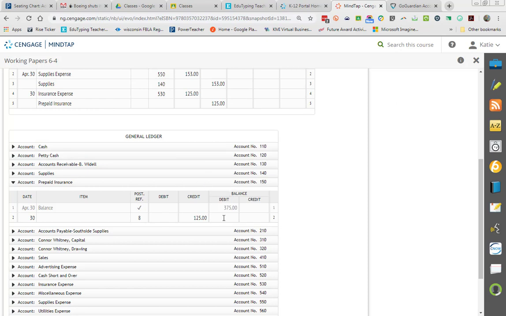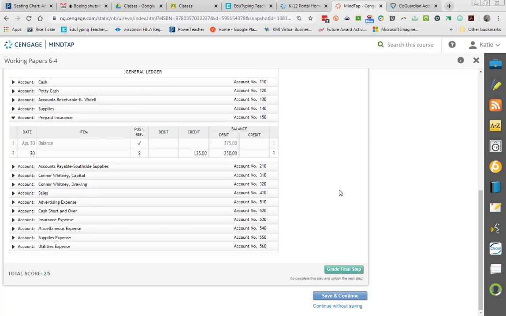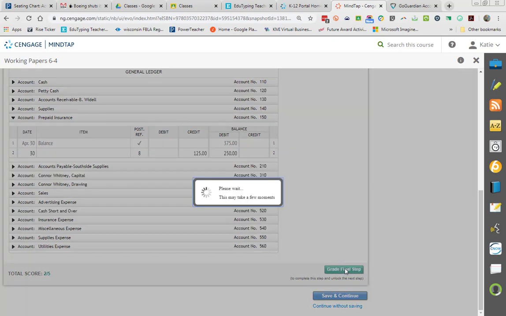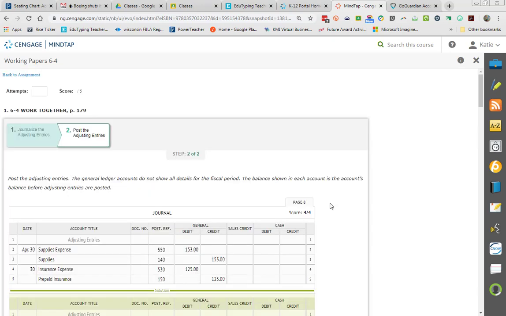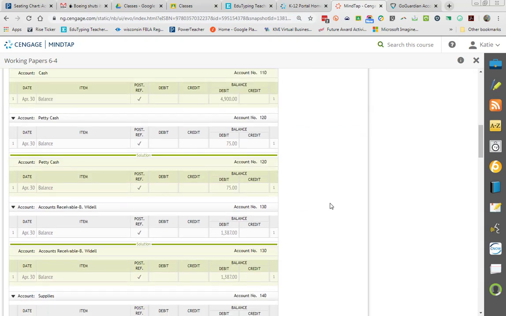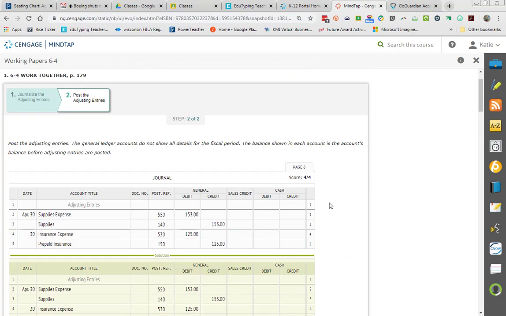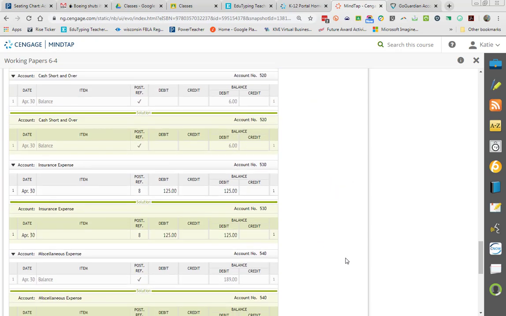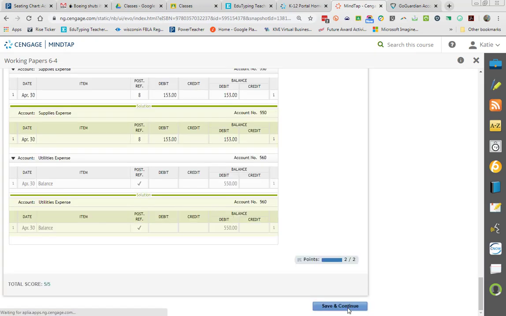Remember, the purpose of our ledger is so that we know at any given point what the balance is of our account. We don't just take what is debited and credited and put it in our balance column. The balance column truly is mathematically what we have. I'm going to go ahead and click on grade final step. And I'm having a fantastic Tuesday because I got all mine right. Whoop, whoop. I'm excited for that. You can go ahead and try that on your own.